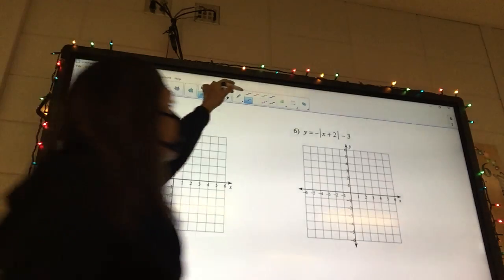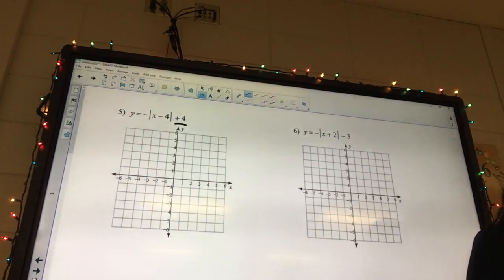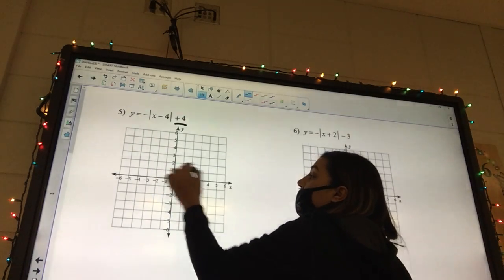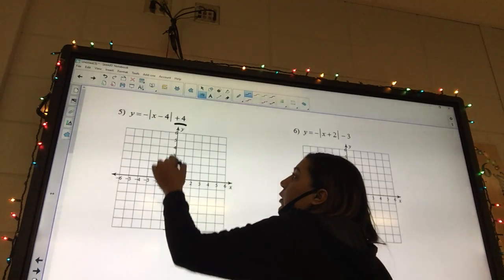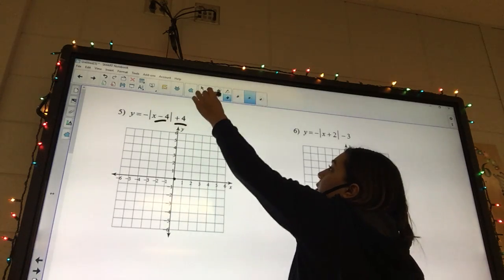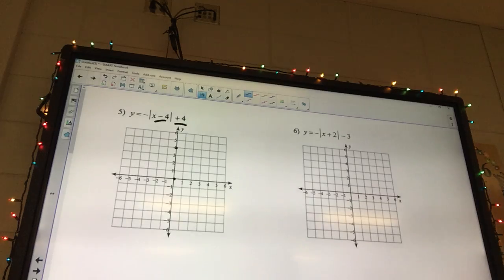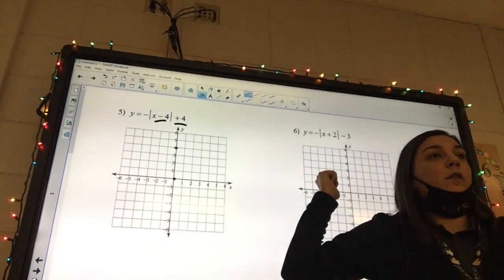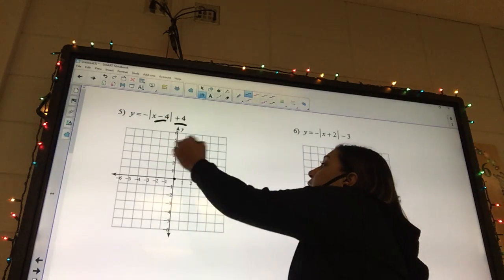Okay, look at 5. What does this +4 on the outside do? We go up, down. So this does our up, down. So we're going to go up 4. What does this minus 4 on the inside do? Left, right. It does our left, right. Are we going to go left 4 or right 4? We're going to go towards the minus 4 or towards the plus 4? We do the opposite. So right now it says minus 4, so we're going to go towards the plus 4.